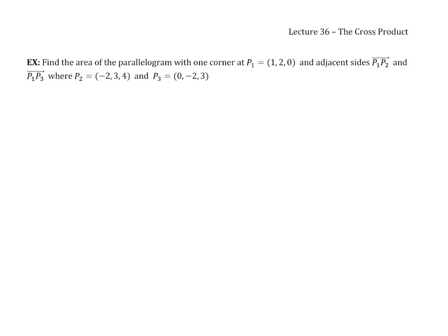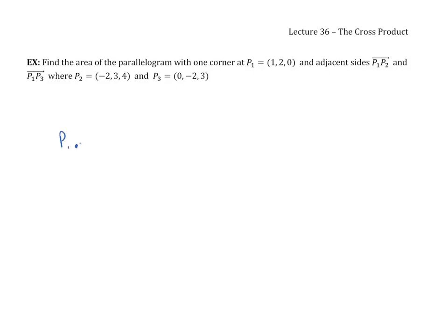We want to find the area of the parallelogram where one corner is 1, 2, 0. That's P1. And from P1, we have two adjacent sides. One going from P1 to P2, and one going from P1 to P3. Now, what does it look like? And, of course, I'm not going to draw this very accurately because this is going to be in space. This is not even in two directions.